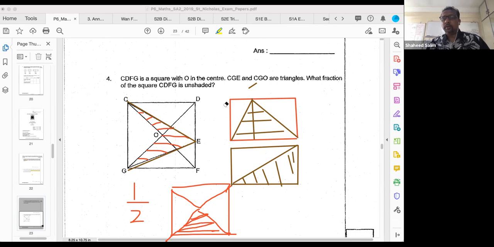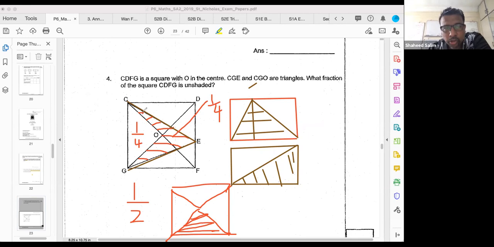Okay. So now how to find this part? Half the whole thing minus 1/4. Get it or not? Half minus 1/4. That means what do I get? Oh, I get that this one is also 1/4. Because if this one is 1/4, 1/4 plus 1/4 give you half.